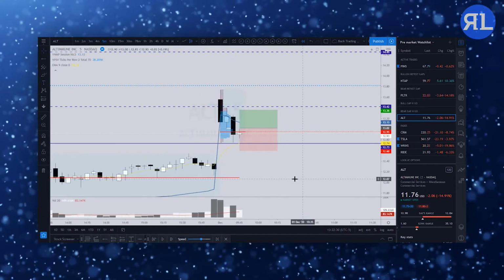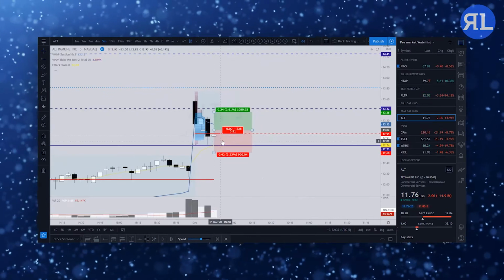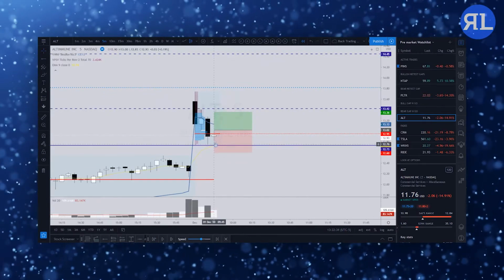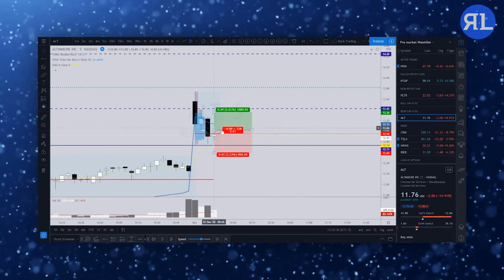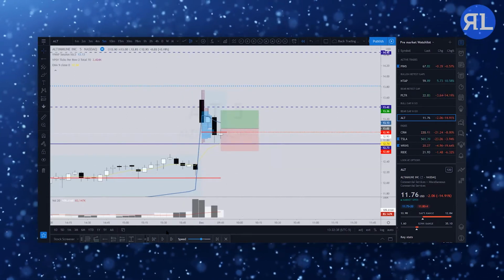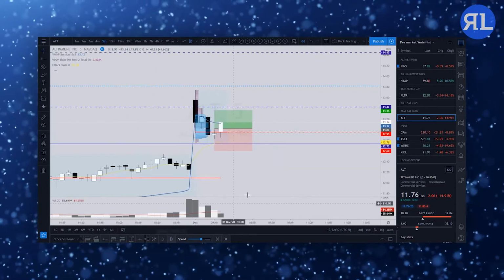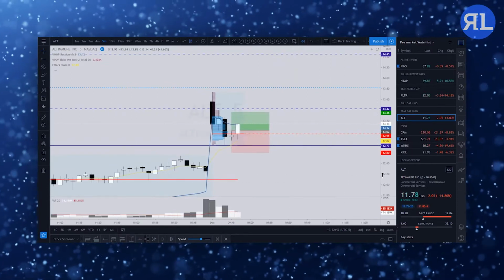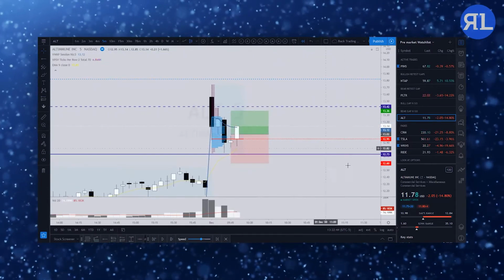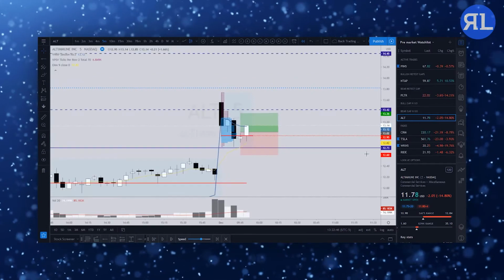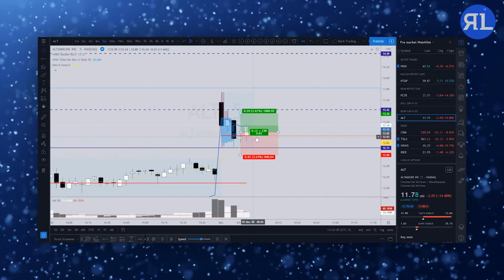Perfect. All right, so now what I'm doing is I'm waiting for this to break higher, and we'll see if this can stay above the 10 and watch these two converge. All right, so there we're in the trade. We get a nice close above the VWAP, which is nice. The 10 is coming up on the VWAP.